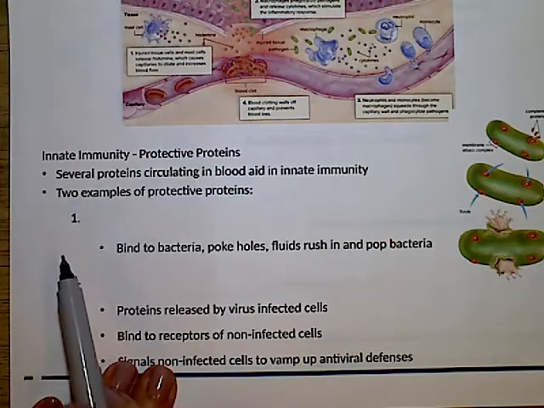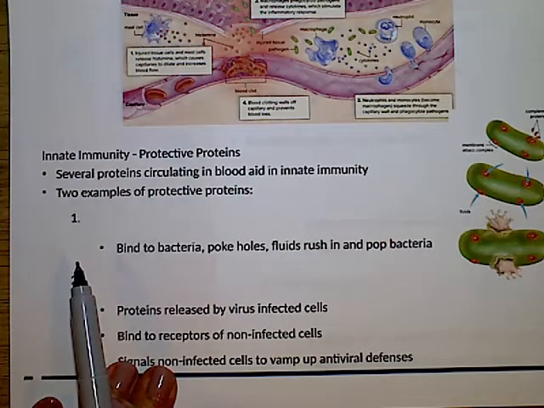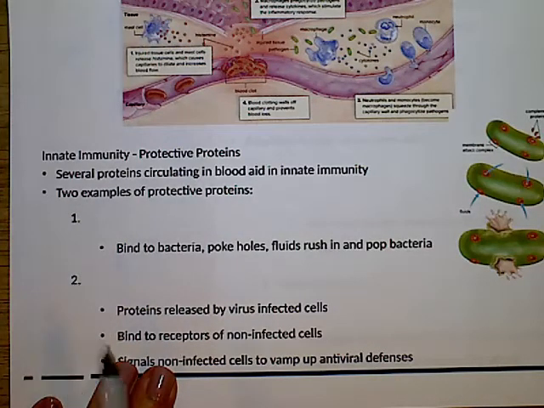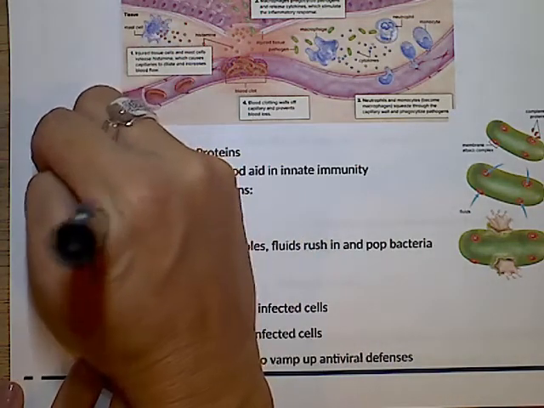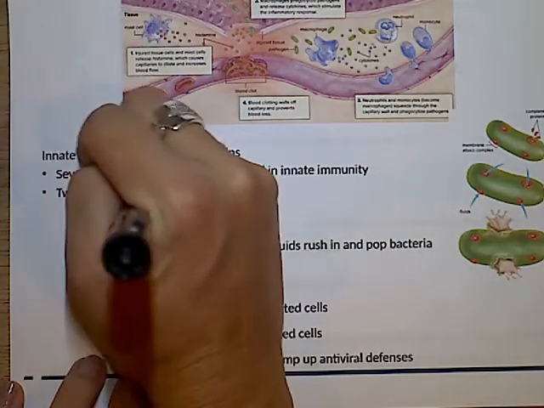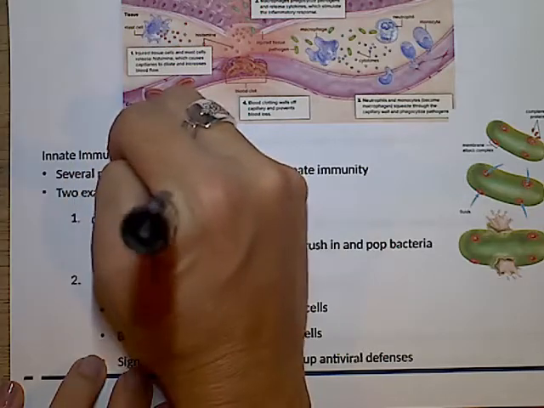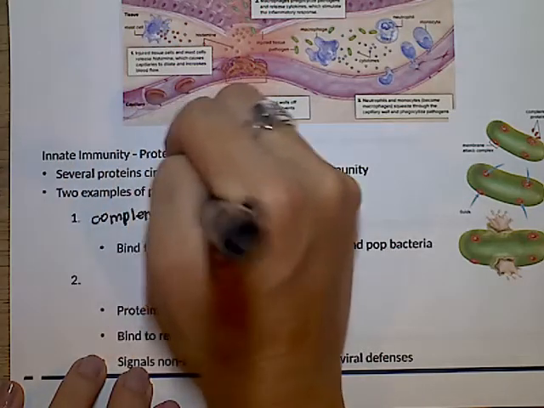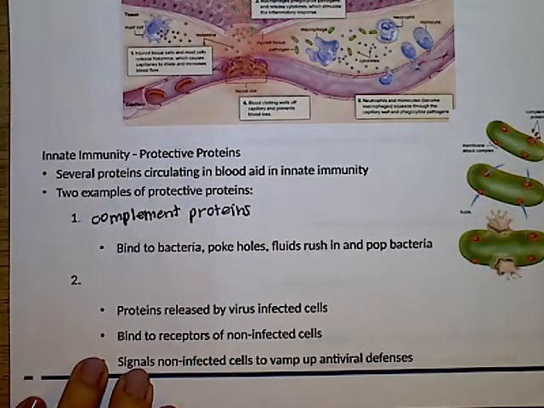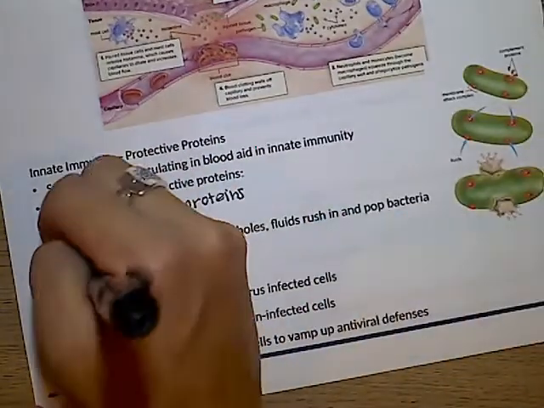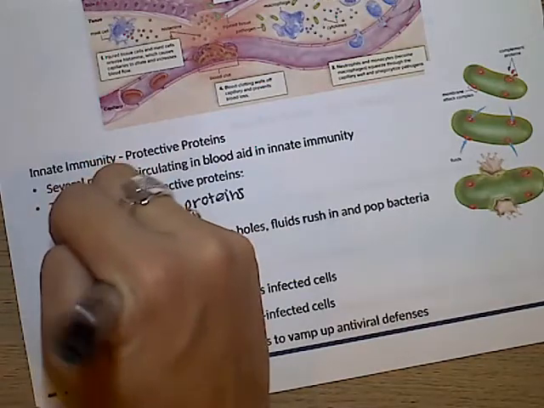You also have protective proteins. So several proteins just circulating in the blood aid in innate immunity, and two examples of these proteins are complement proteins and something called interferons.